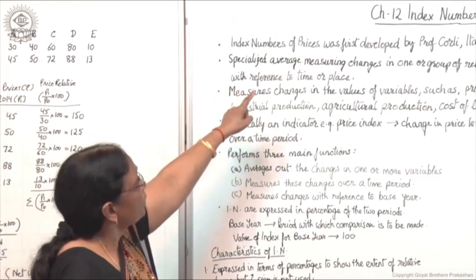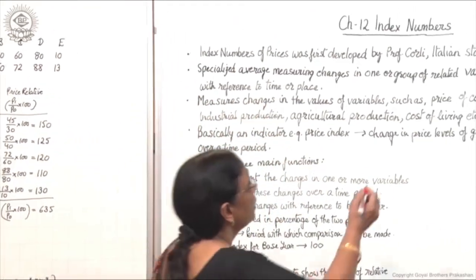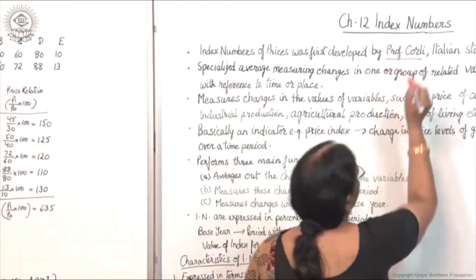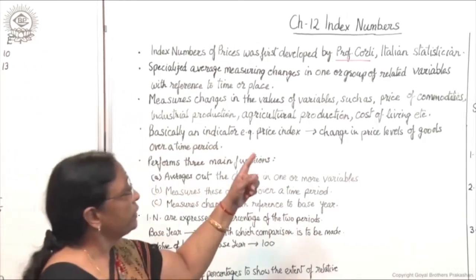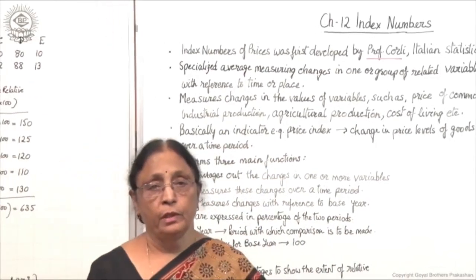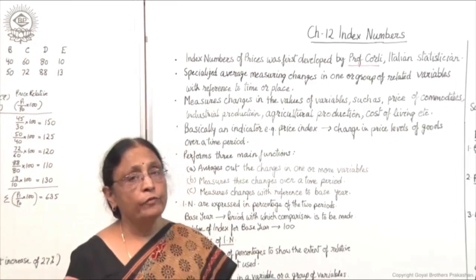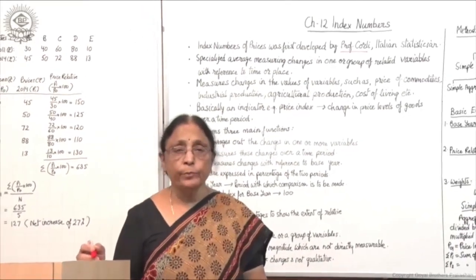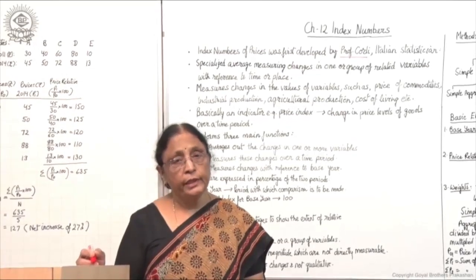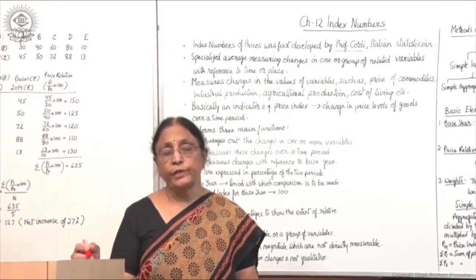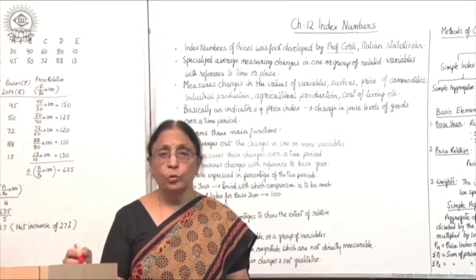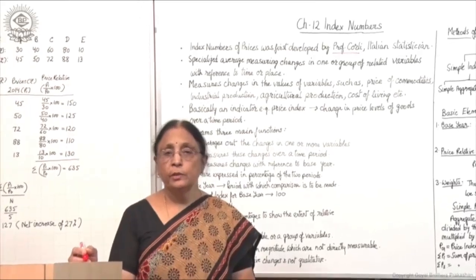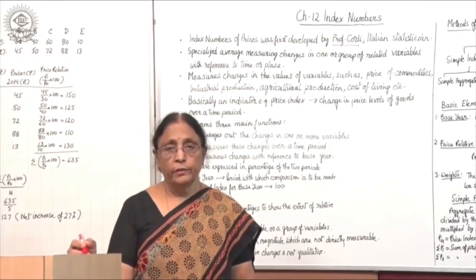Index numbers of prices were first developed by Professor Corley. He was an Italian statistician. He started the concept of index number. And when he developed the concept of index number, in the beginning, this concept was used only for measuring the change in prices, right?